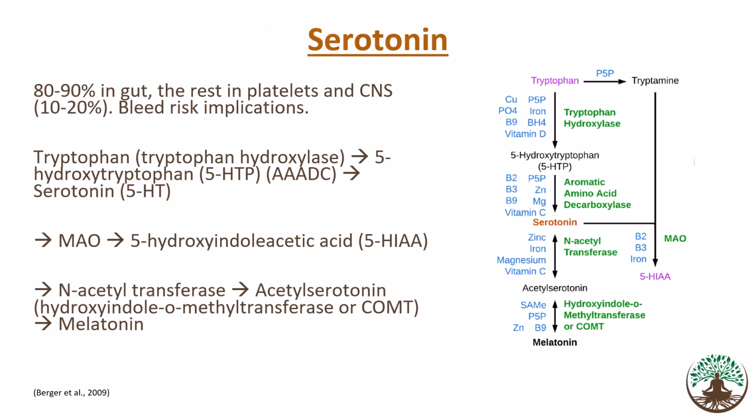Now we'll turn our attention to serotonin. 80 to 90% of serotonin is synthesized in the gut, and the rest is in platelets and the central nervous system. This is linked to the rationale behind the capacity of serotonergic agents to contribute to platelet abnormalities and the associated bleeding risk.